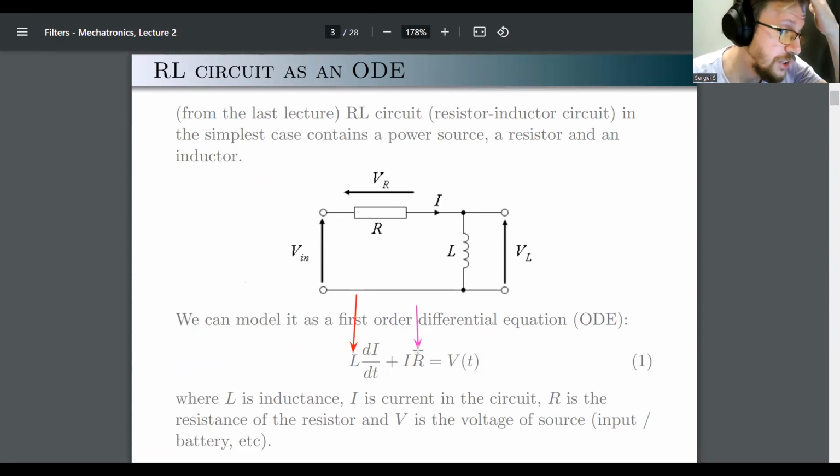It was 1 over C for the capacitor, for the RC circuit.